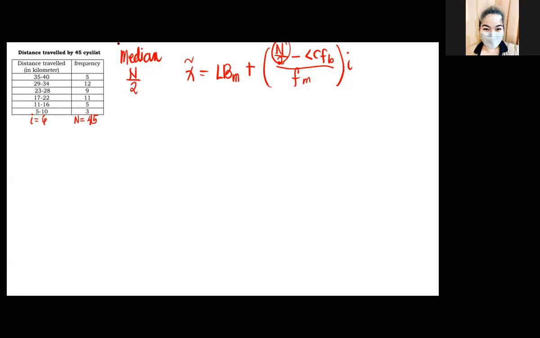Bakit? Dinidivide natin yung data natin sa 2 because we would like to identify the middle score or the middle value. Now, the middle value is located, of course, in the middle. So, para makuha mo yung middle, you have to divide it to 2 para makuha mo yung gitna. Okay? So, yung 45 na n, substitute lang natin dyan. We have 45 divided by 2. So, what will be our answer? If it's 45 divided by 2, yung location niya.